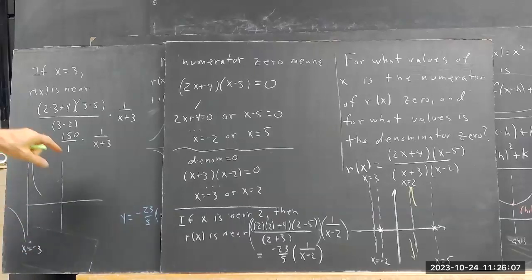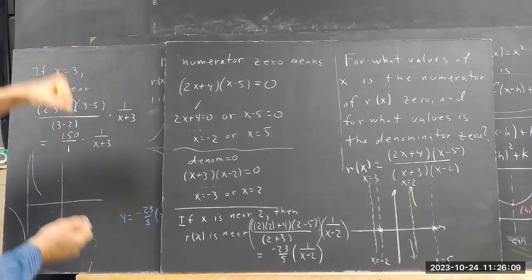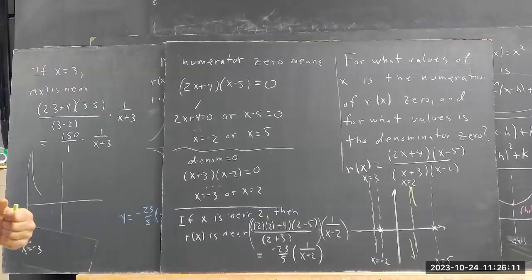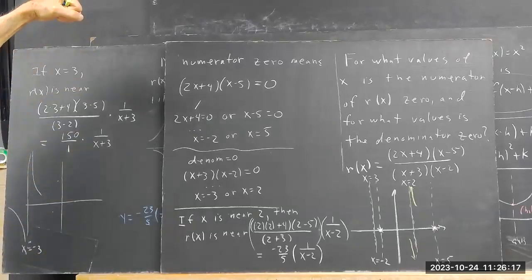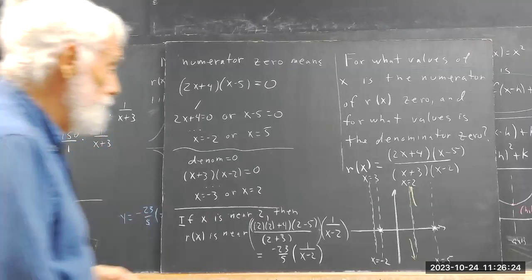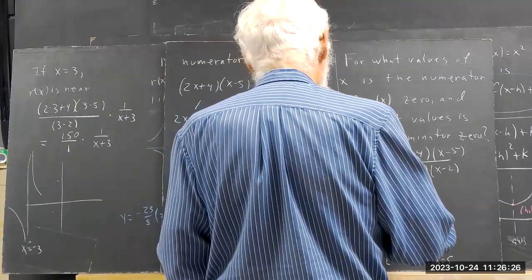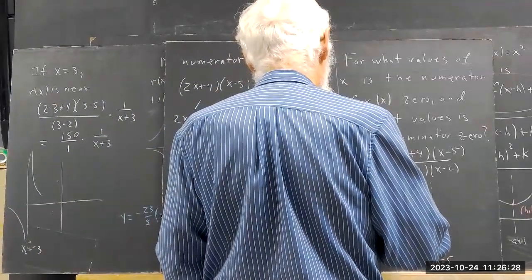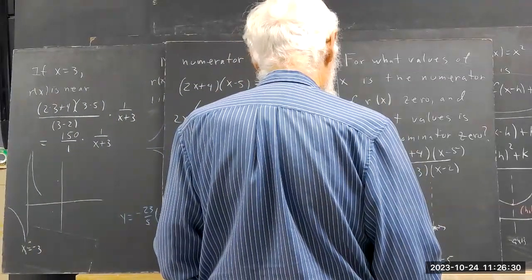All we have is a vertically stretched reciprocal function. You know what that looks like. And it's shifted 3 units to the left. So it's a big stretched out reciprocal function, shifted 3 units to the left. And this tells us that near x equals 3, you've got to go up like this on this side and down like this on this side.